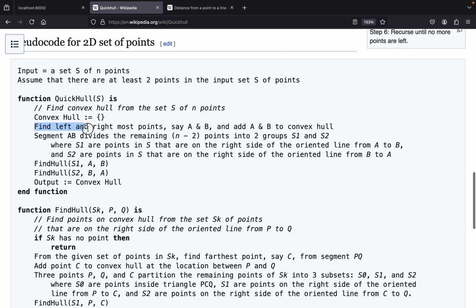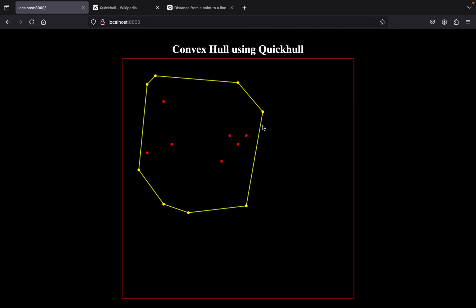So it says find the left and rightmost points. Okay, so let's do that. Our goal is to come up with these points in yellow, but we first start off with a set of points, and we find the leftmost and the rightmost point.